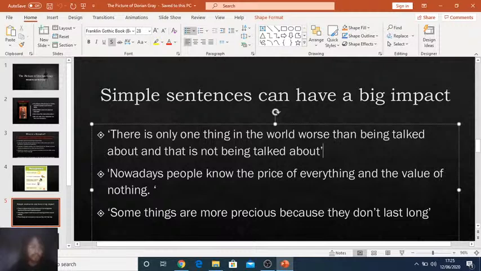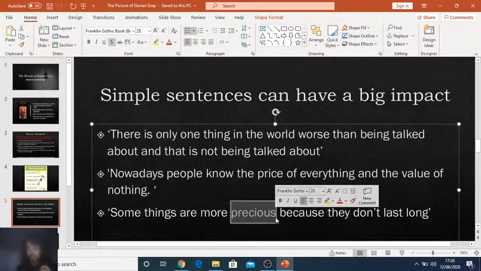So again, we look at things and we know the price of them or how expensive they are, but we don't value the things that can be meaningful in life, right? So you can see this in all areas of life. So next sentence. Some things are more precious because they don't last long. Okay, the word precious meaning, something that is very important to you.